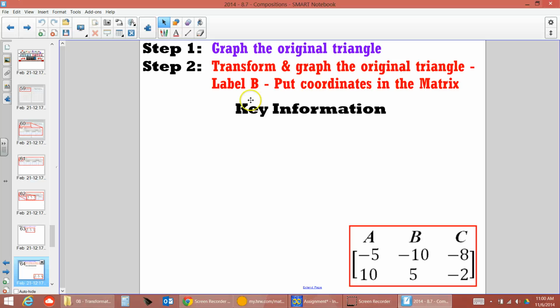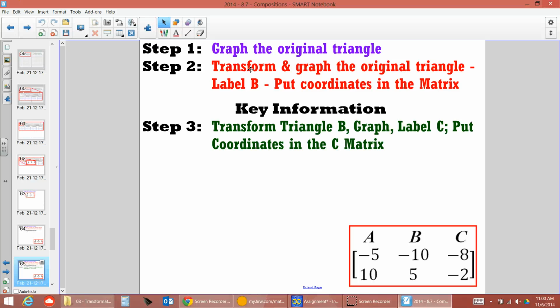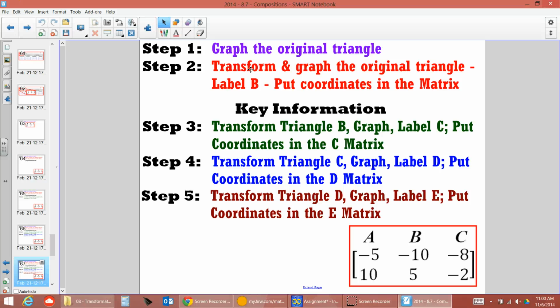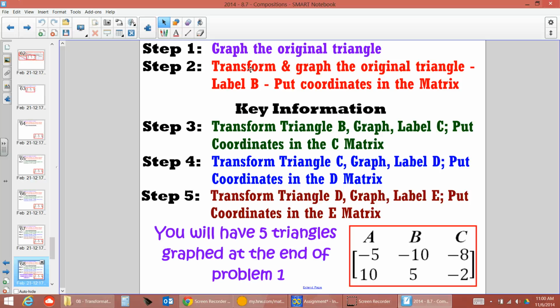After you do that, you're going to perform the first transformation. Okay? You're going to graph the original triangle, label it B, and then put the coordinates in the matrix. Step 3, transform the new triangle again, and then graph it, and then label the new matrix. Again, transform it again, and then graph it, label it, and put it in the coordinates. Transform it again, plot it, graph it, and put it in the matrices. All right, you'll have 5 triangles graphed at the end of problem 1.